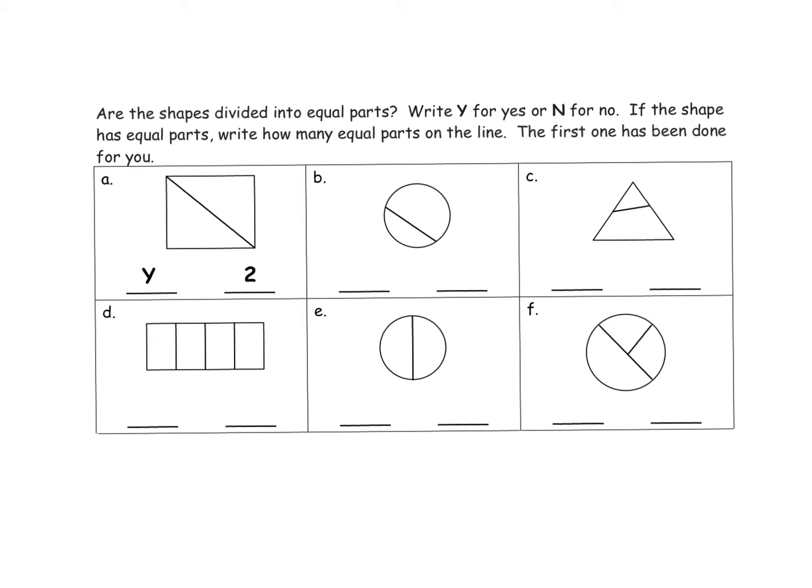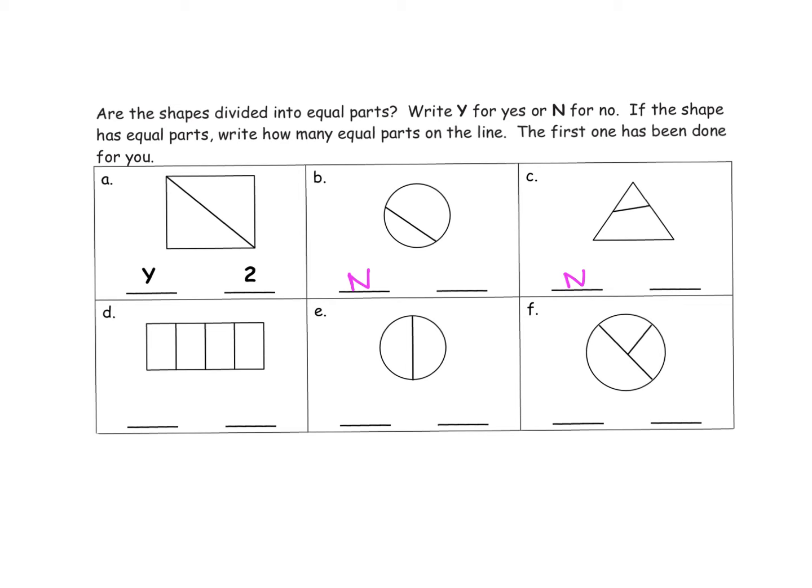Now let's look at B. We can see that this side is smaller than this side, so we're going to write a N for no, it is not divided into equal parts. I will leave the second space blank. If we look at C, we can see that this part is much larger than this part, so we will write a N for no, it is not divided into equal parts, and we'll leave the second space blank again.